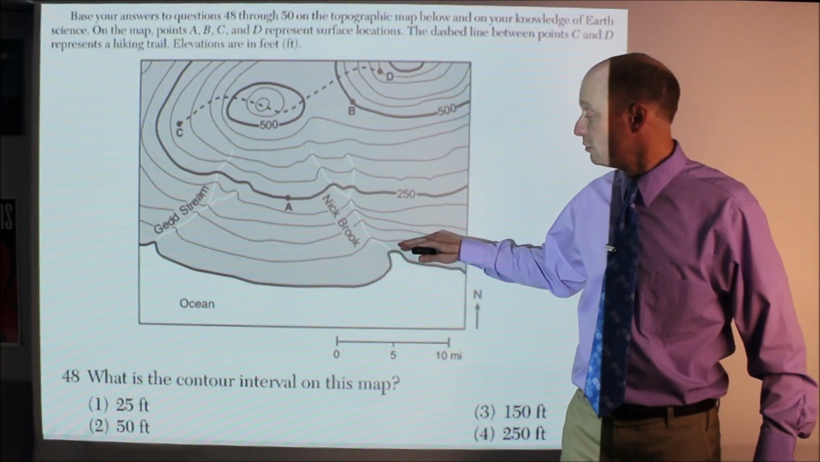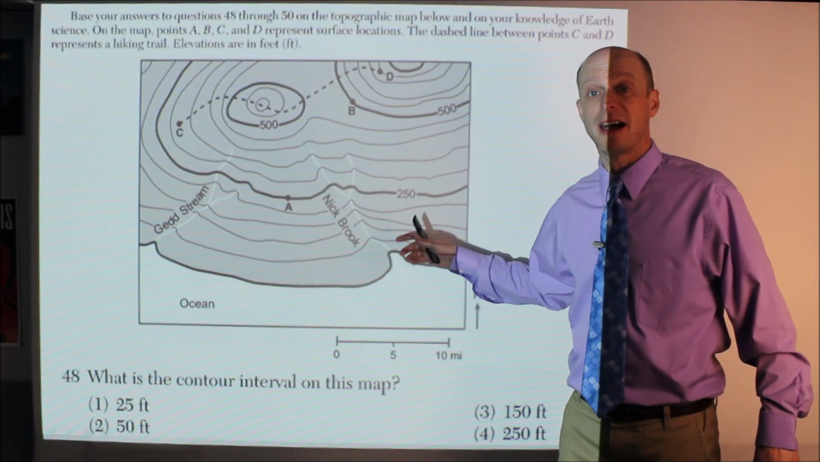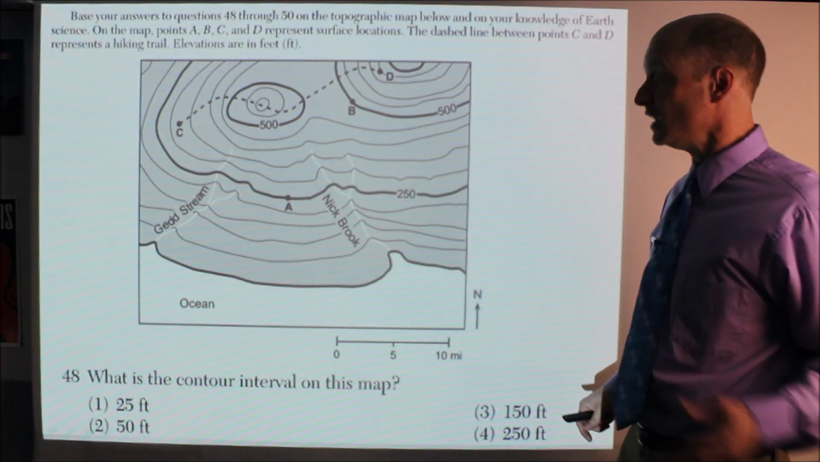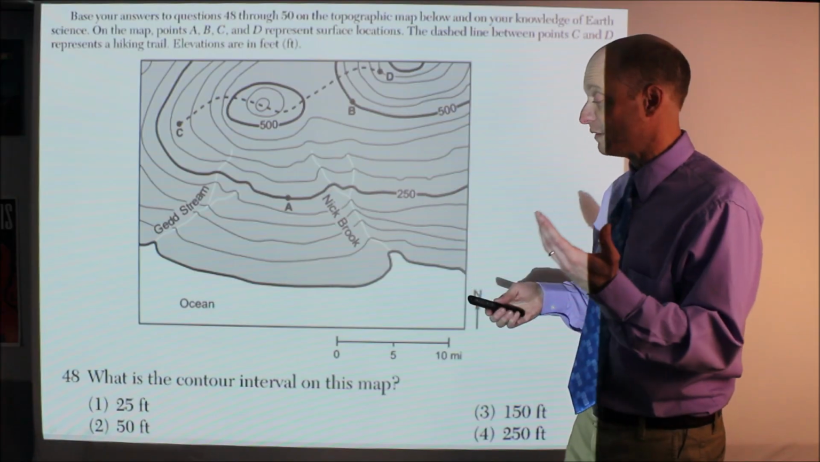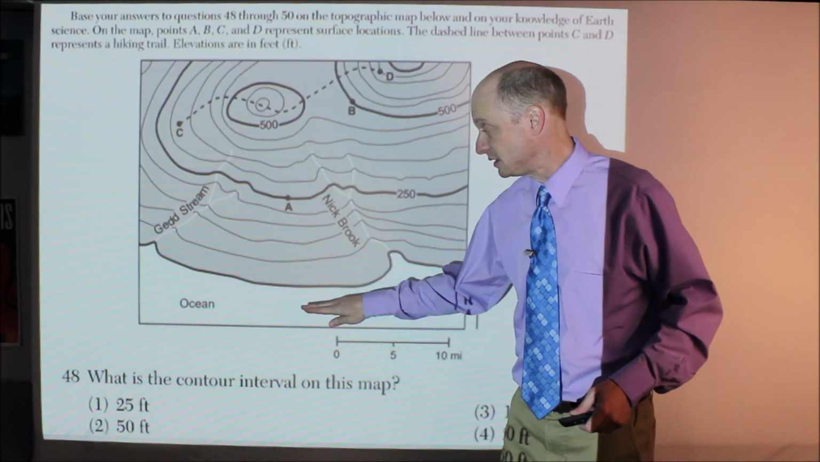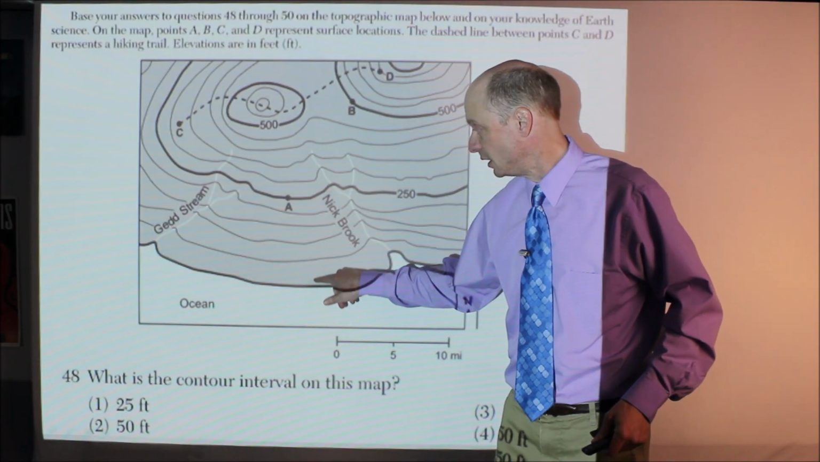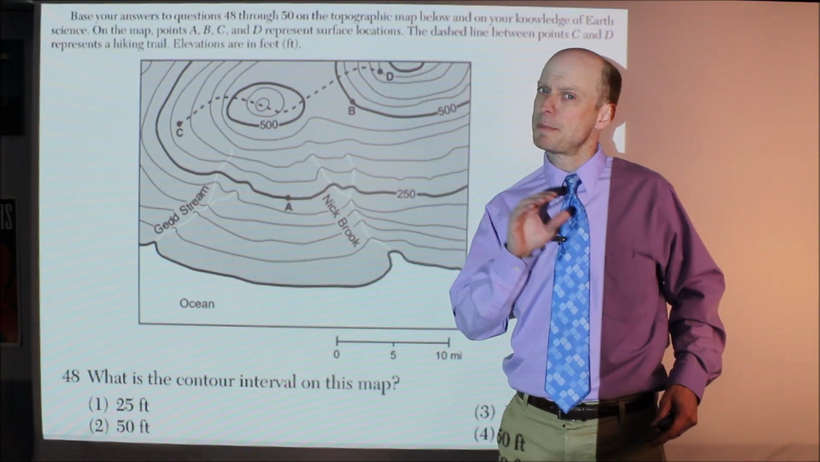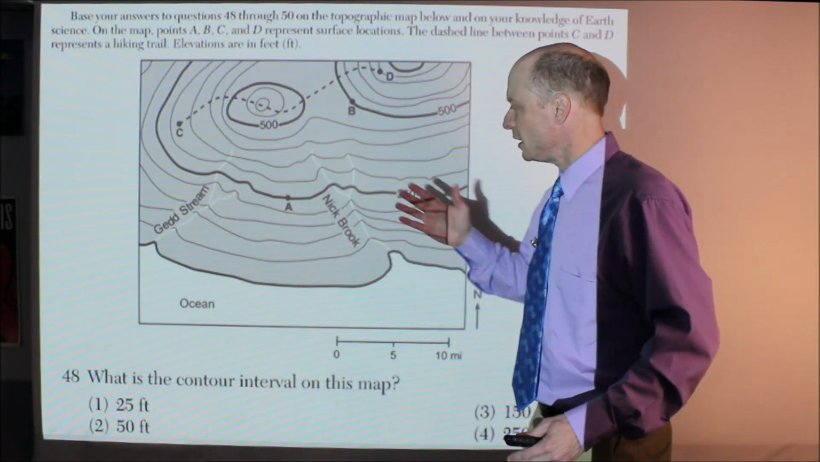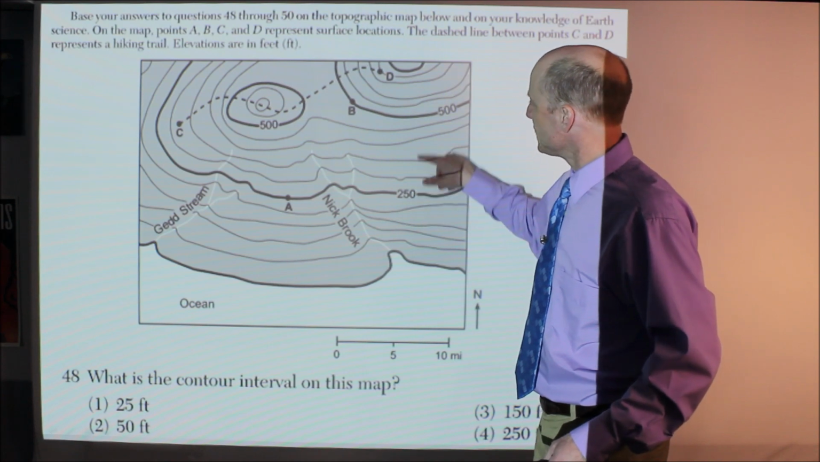Contour interval means what these contour lines, or isolines, count by. It is often given to you. In this case, it's not, so you have to count. One thing you can do is recognize this is the ocean, so this is 0, that's sea level, and this is 250 feet. Oftentimes, people miss that. So you could just go 250, and that's 500.